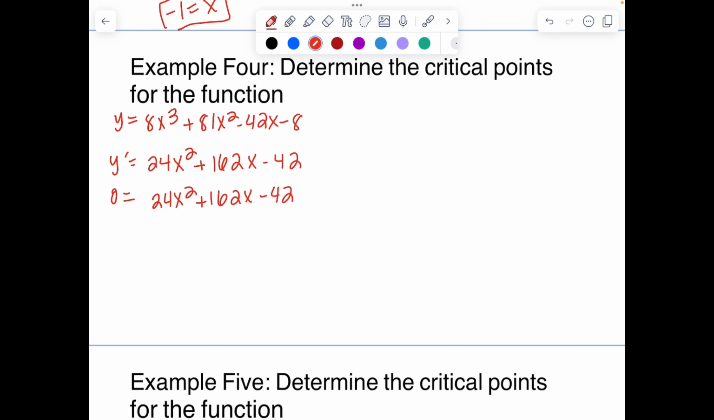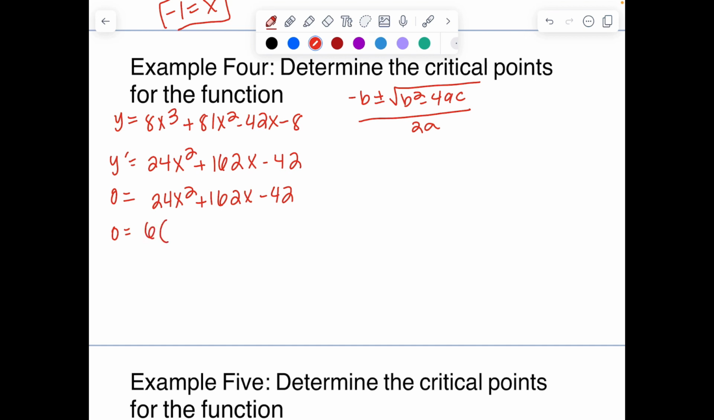If you want to use the quadratic formula, and we are going to have to use that later, it's negative b plus or minus the square root of b squared minus 4ac all over 2a. But right now I'm going to factor. I'm going to look through these terms: I got 24, 162, and 42. One thing I always do when I start to factor is make sure that there's not a greatest common factor. And there is one here, and that is 6.